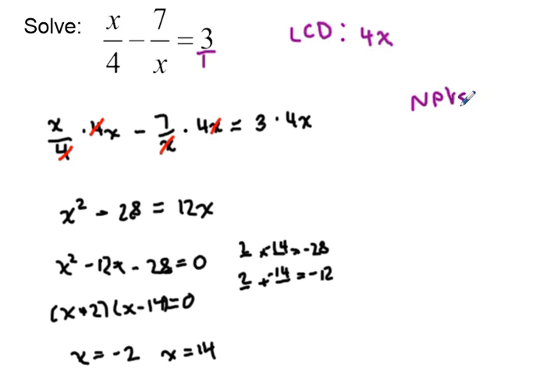I'll be using my original expression for this, and the only value I have to worry about here is the x in the denominator. So if x is equal to 0, then we would be unable to evaluate the original expression. Since neither of my solutions is 0, I can say that negative 2 and 14 would both be valid solutions to my original expression or equation.